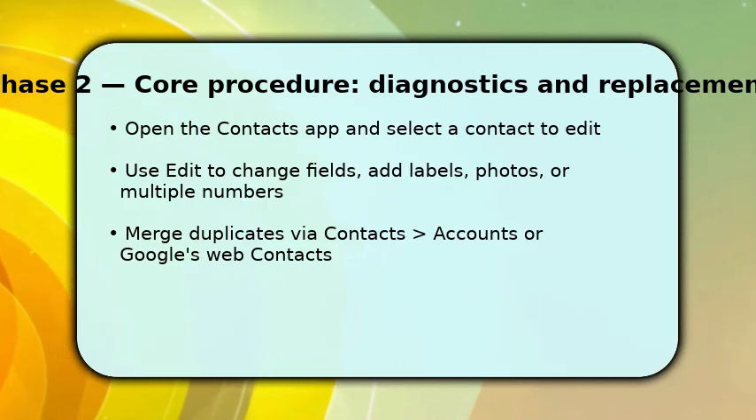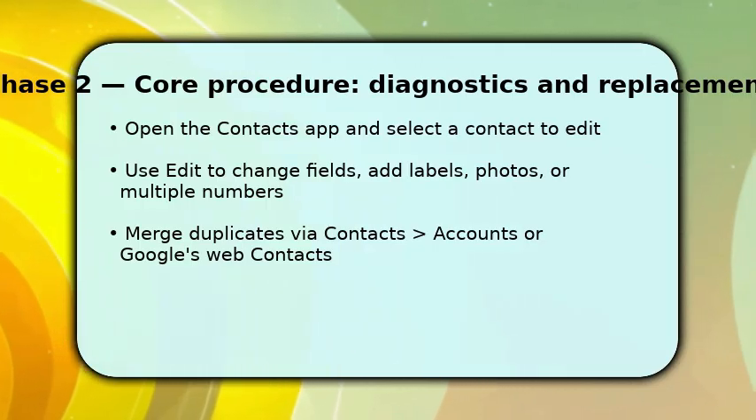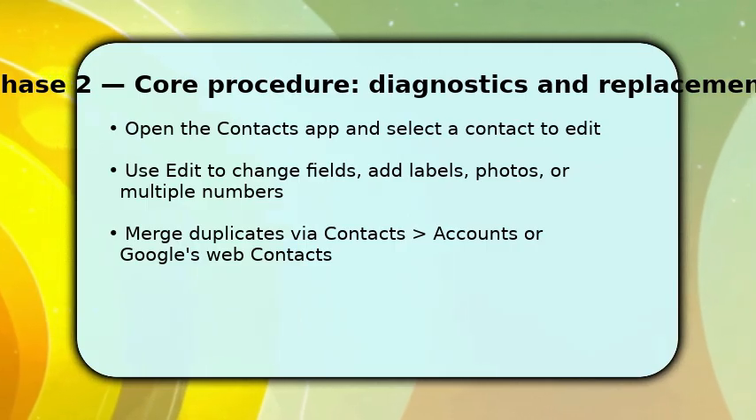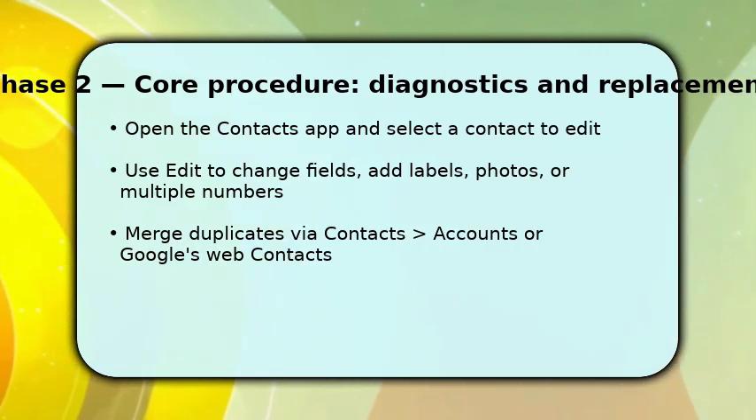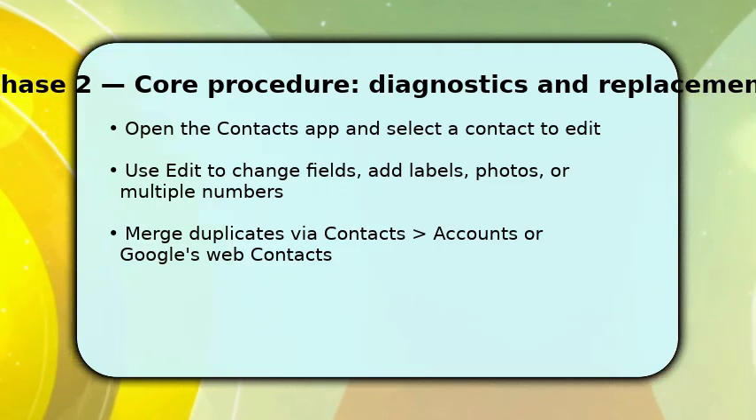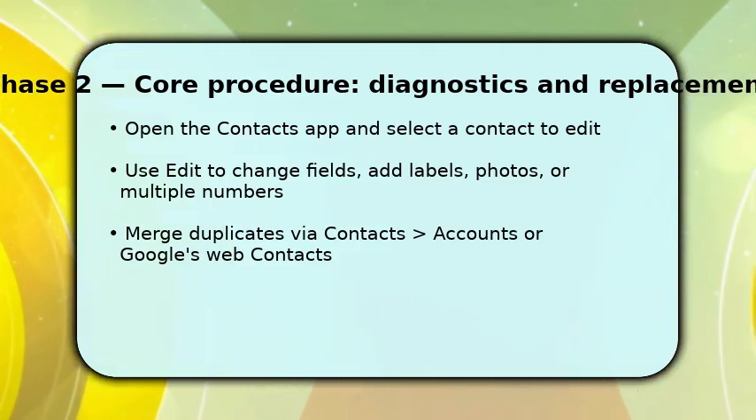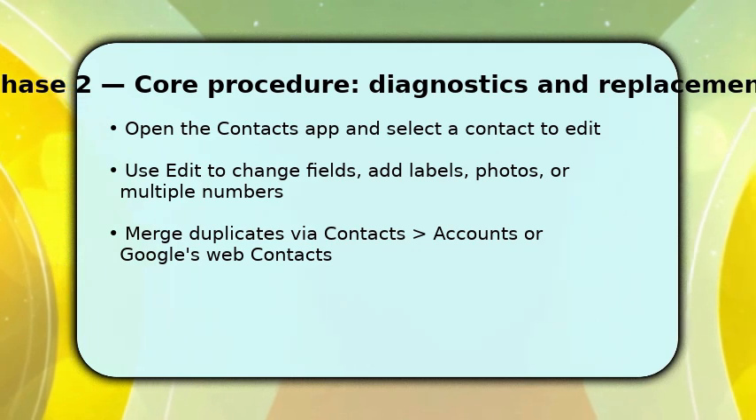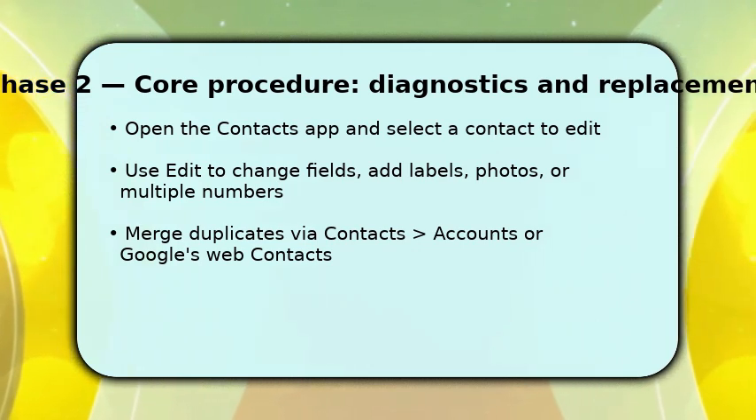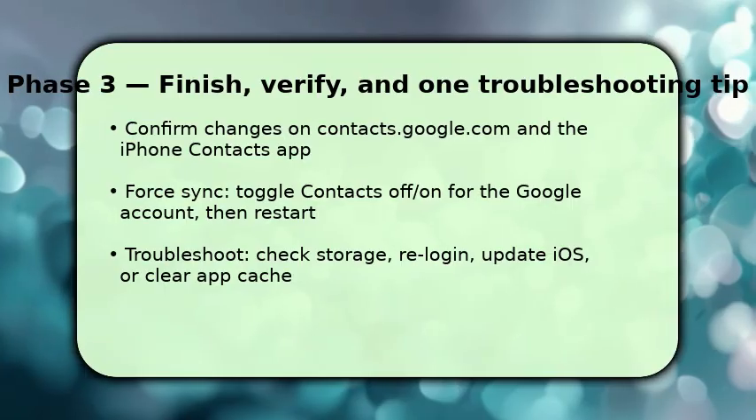If you spot duplicates, merge them on the iPhone by editing links or use Google Contacts on the web for bulk merges. That prevents fragmented entries. Make sure the primary account for saving is Google. Finish by verifying your edits appear both on the iPhone and at Contacts.Google.com, this proves sync worked.